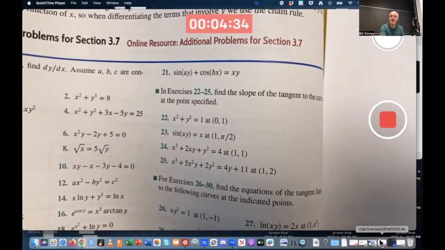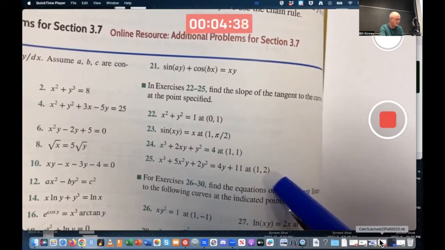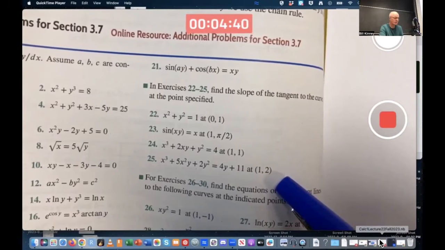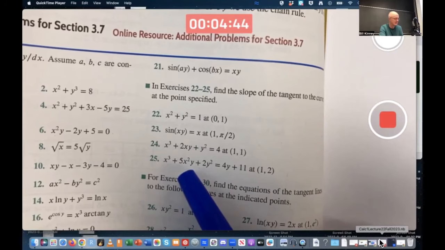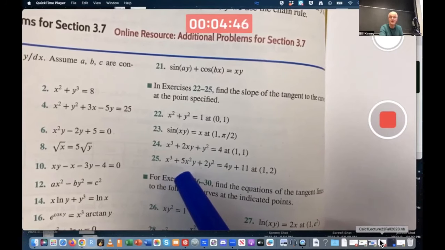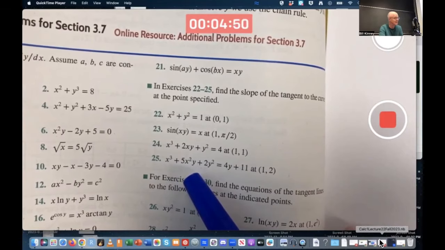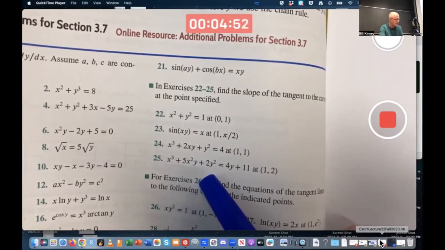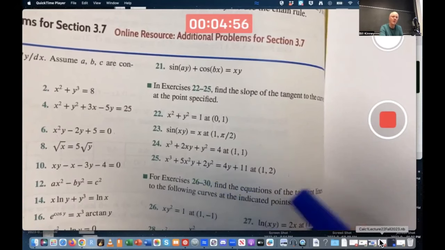Implicit differentiation is a hard topic, so let's do another example. Let's work through this problem right here. It says, find the slope of the tangent line to this curve with this equation. It's a cubic equation. X cubed is cubic. 5x squared times y is actually also cubic because you add the exponents, even though you don't combine the x and the y. Quadratic term there, 2y squared equals 4y plus 11 at the point (1, 2).